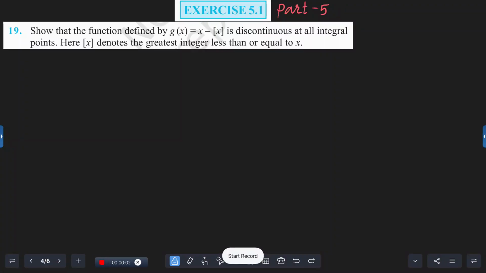Children, listen. This is chapter number 5, continuity and differentiability, part number 5. Already 4 parts we have done. Now, fifth part, question number 19, we are going to continue in this.